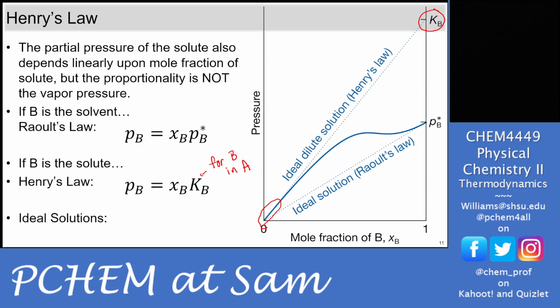And then if it's ideal, the Henry's law constant is equal to the vapor pressure. So the closer KB is to P star, the more ideal the mixture. The further away KB is from P star, the more non-ideal the mixture.